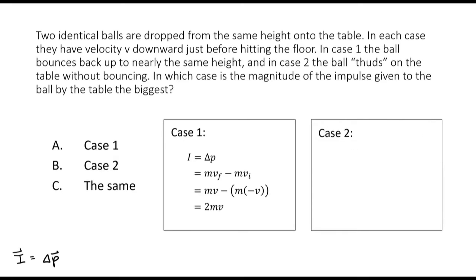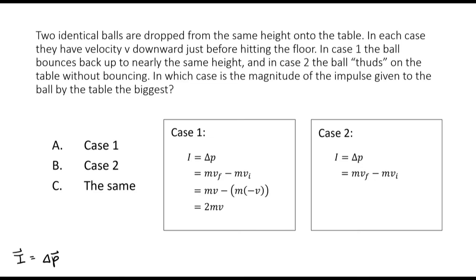What about case 2? So this is the case where the ball splats on the table and so it doesn't bounce afterwards. Okay, so this is still the trick then. We have to think about the change in momentum. Just like ball 1, the velocity right before it hits the table is going to be minus v, right?